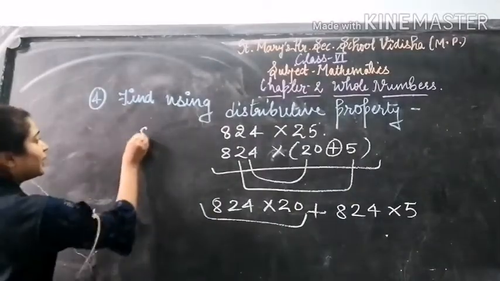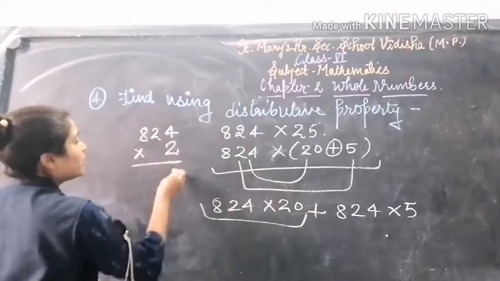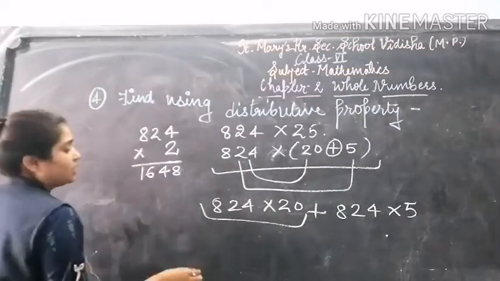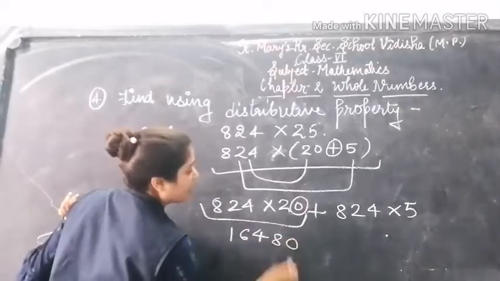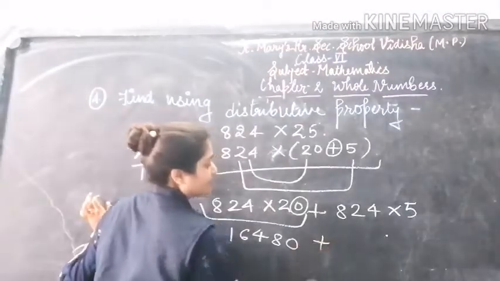When we multiply 824 into 2, what do we get? 2 4s are 8, 2 2s are 4, 2 8s are 16. So 1, 6, 4, 8, and 0 will come here. 0 will come here, plus what do we have to do?